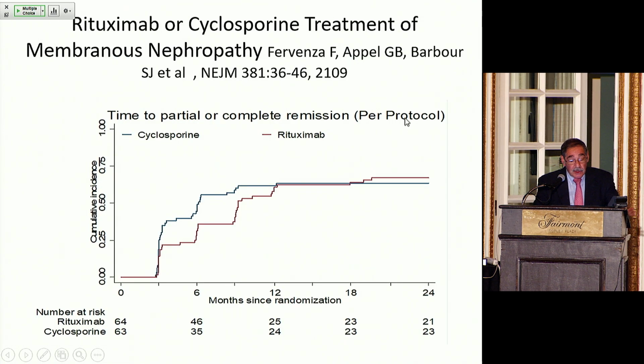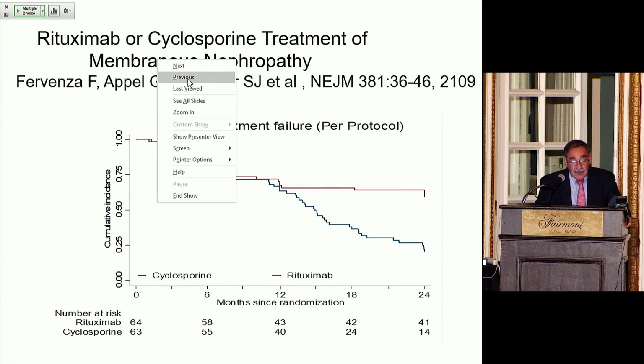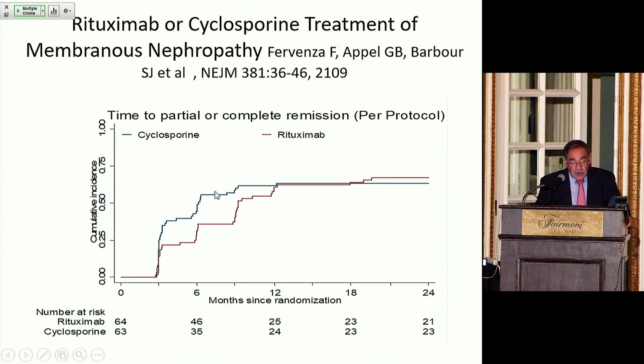And since Larry didn't show the data you're looking at, here is therapy here. The blue is cyclosporin. It was a little faster to get into remission than rituximab, but at the end of 1 year, they were identical.